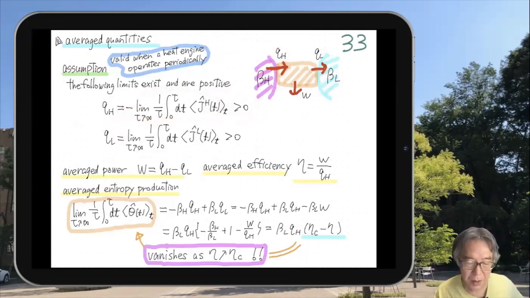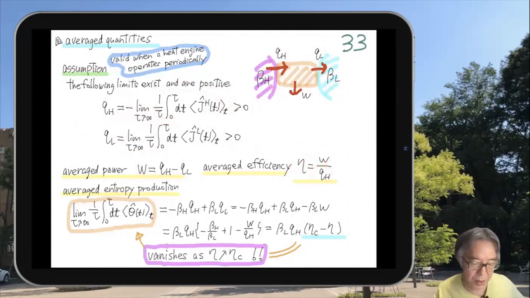Okay, and the existence of the limit is guaranteed when the protocol is periodic in time, but that is not the only case where you have the limit. So our assumption is only this. So the limits exist, and they have this sign. Now, of course, this sign means that we design some heat engine. Then, of course, they must have this sign. And then this W is the average power. And this eta is the efficiency, or averaged efficiency, W divided by Q_H.